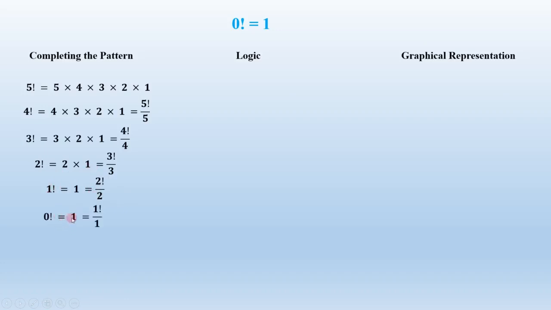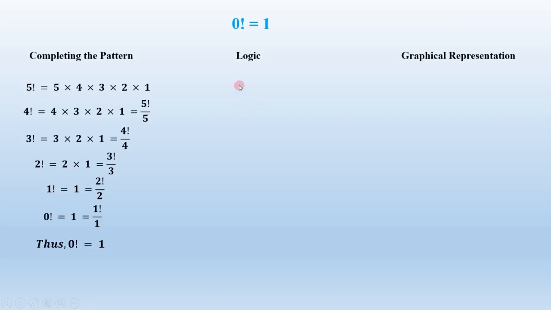0 factorial will again be equal to 1, because we have been dividing 5 factorial by 5, 4 factorial by 4, 3 factorial by 3, 2 factorial by 2. Finally, let's now divide 1 factorial by 1. So this 1 and this 1 cancel away, and that will again lead us to the value equal to 1, which thus shows that 0 factorial is equal to 1.